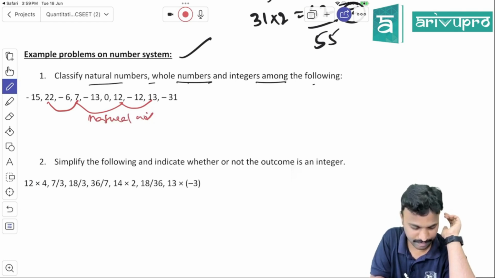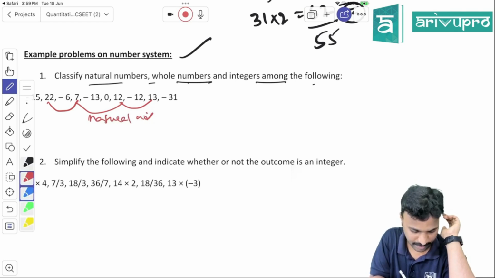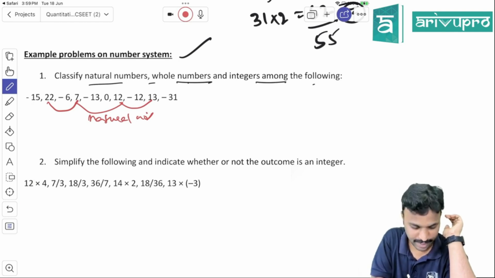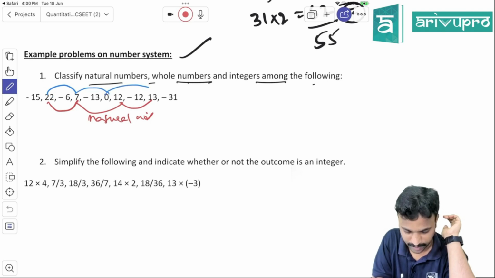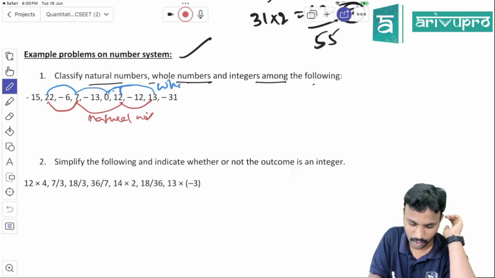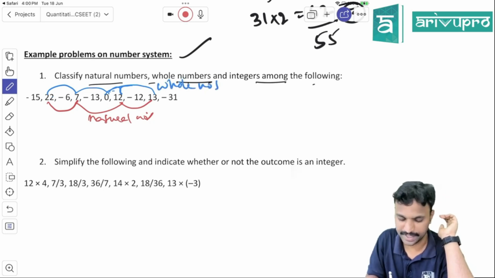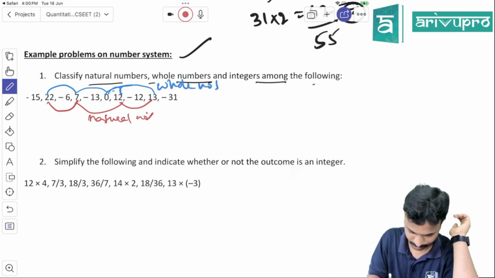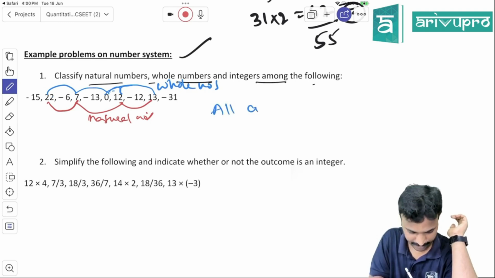What are whole numbers? Let me color this with blue. Whole numbers are 22, 7, 0, 13. Even 12 also. These are whole numbers. Now next, integers. All are integers.